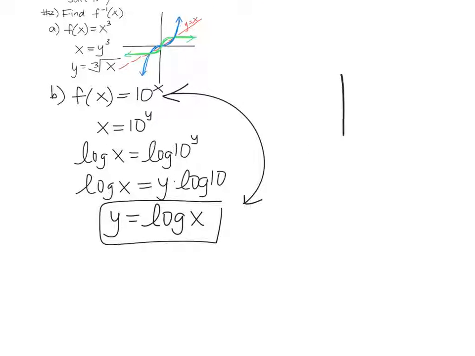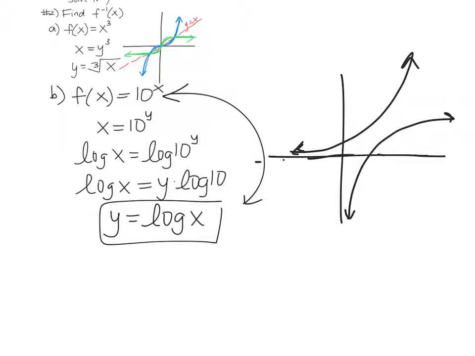I'll draw it over here. So here's your 10 to the x, an exponential graph with an asymptote through here. And then our log graph goes like that with an asymptote going that way. That's crazy. It is. It all makes sense though, doesn't it?